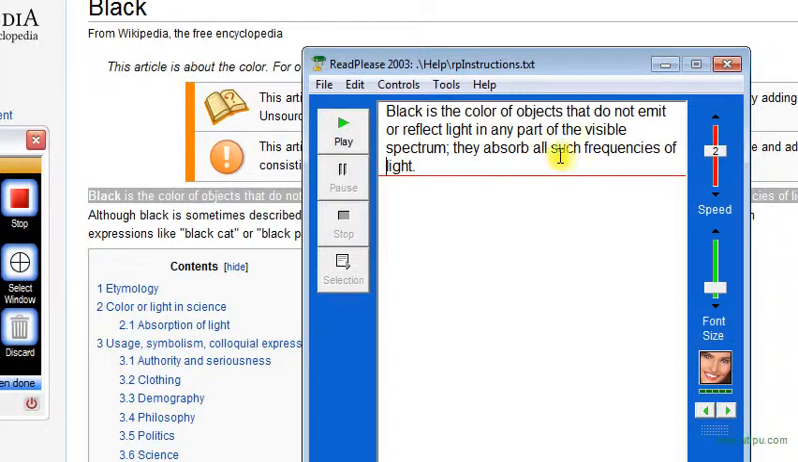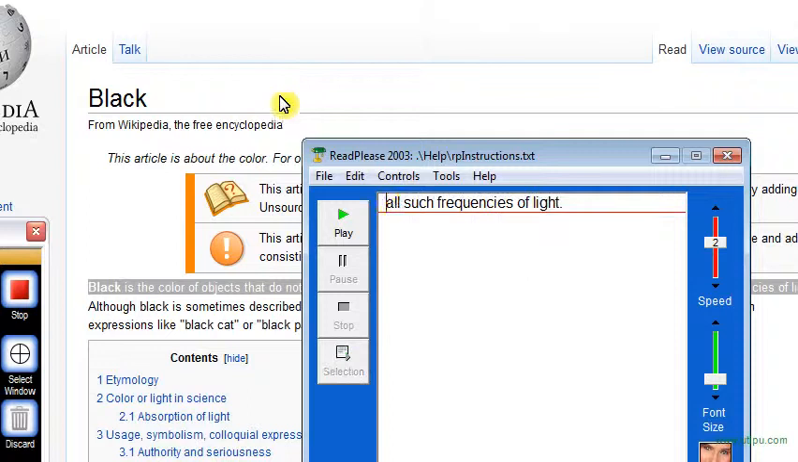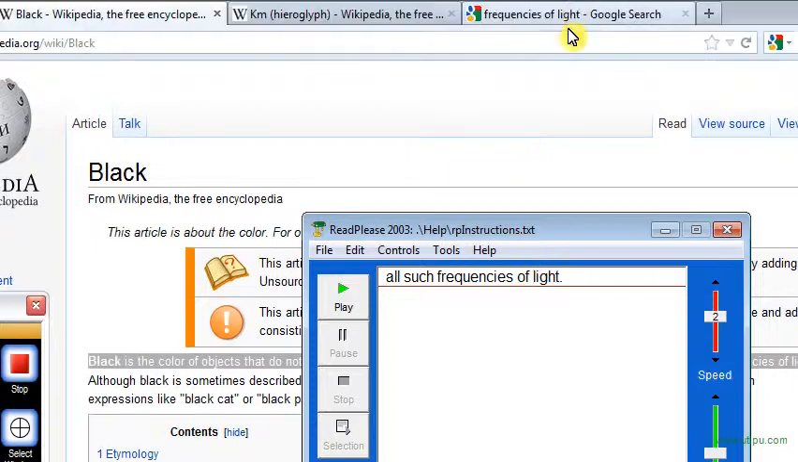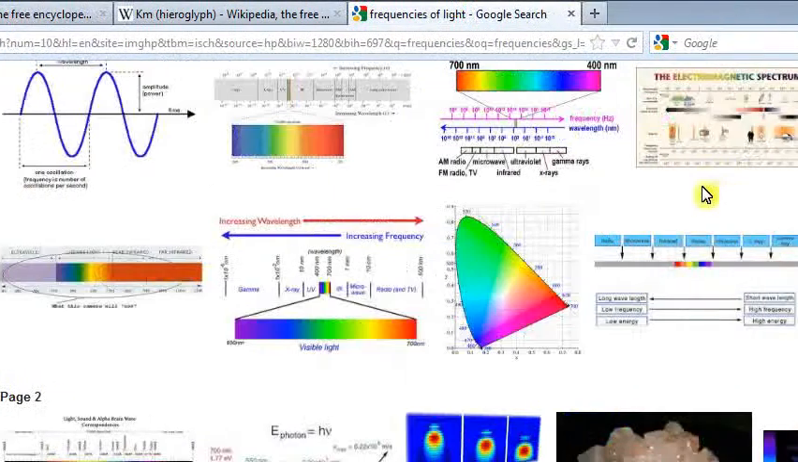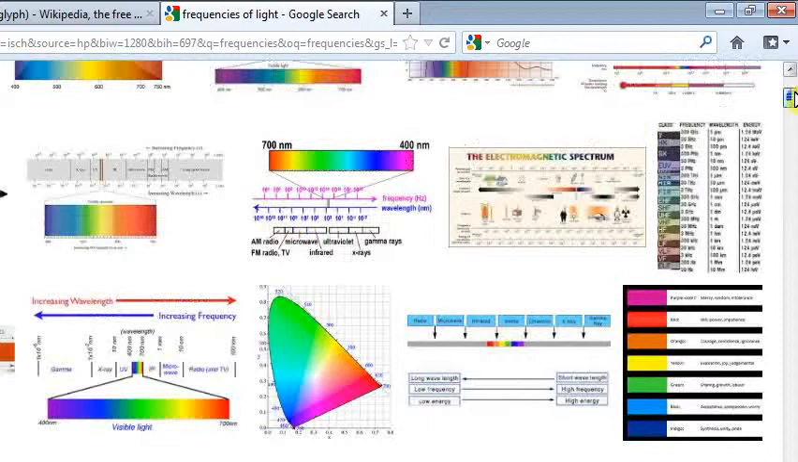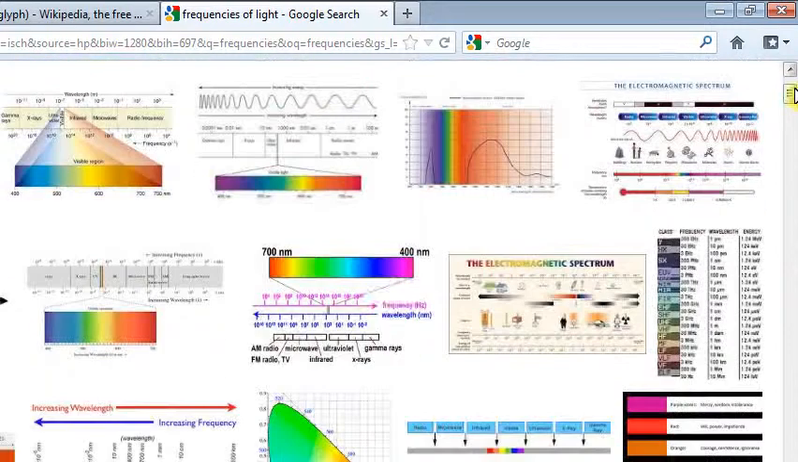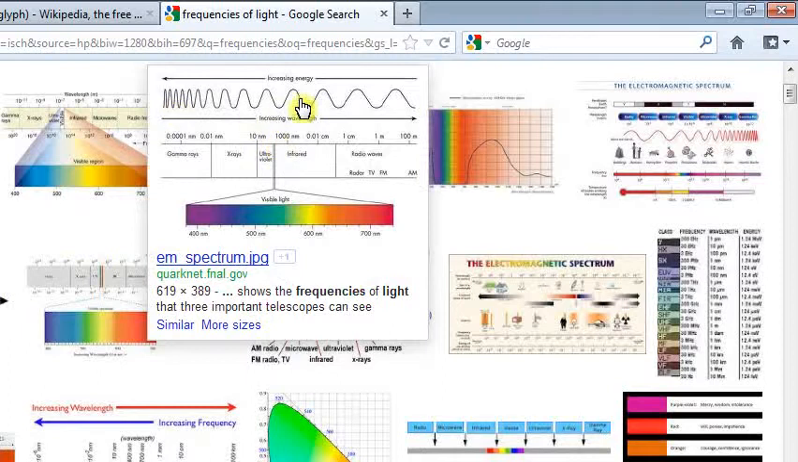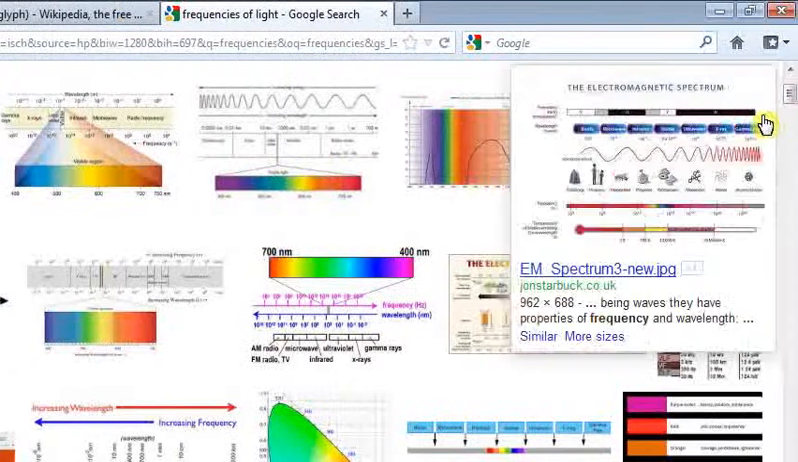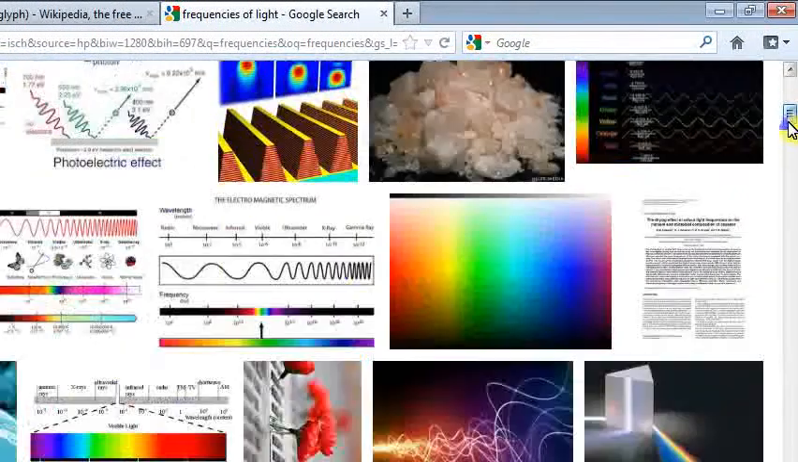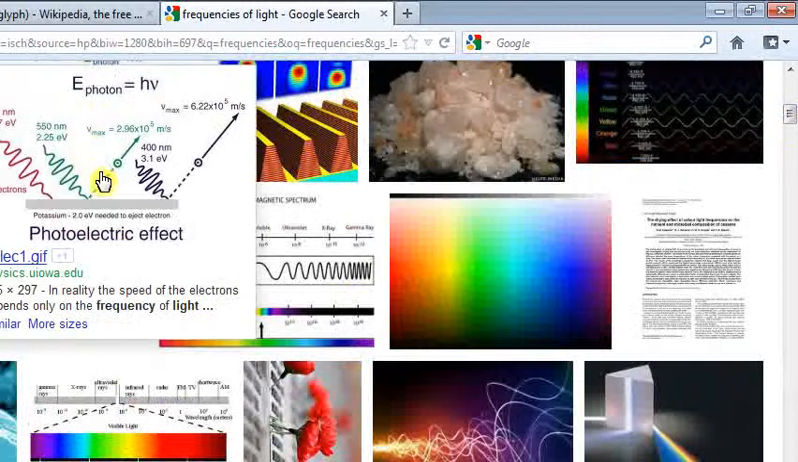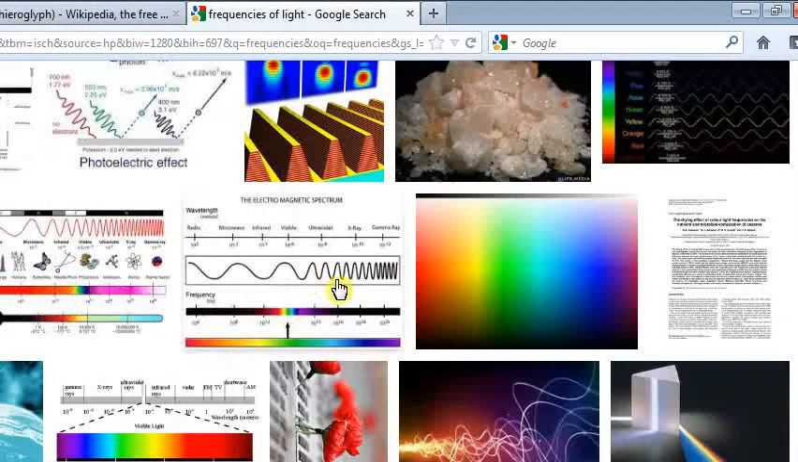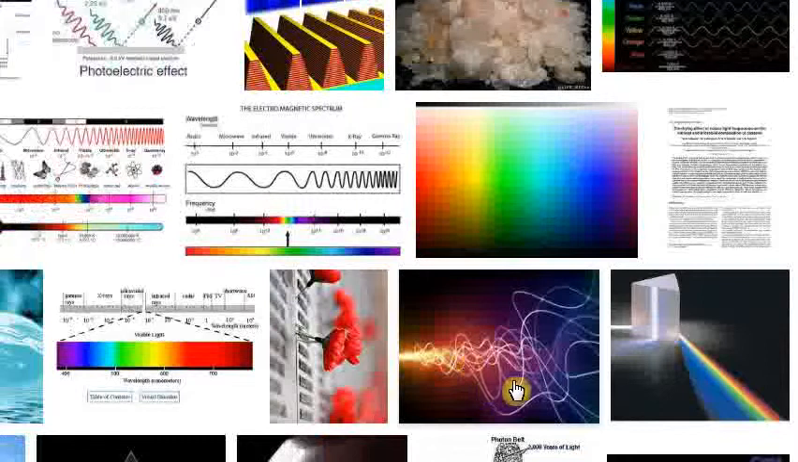Black is the color of objects that absorb all such frequencies of light. So we look at, well, what does a frequency of light look like? Since we're talking about absorbing light, that's what black does. It absorbs light. And when we look at pictures of frequencies of light, what we see here is wavery lines. These lines waving. In this picture, we see the wavy lines, and here in this picture, we see the wavery lines, and here are a bunch more wavery lines.